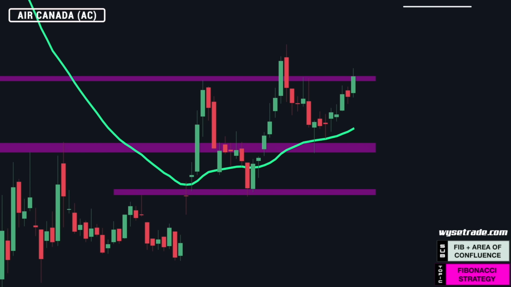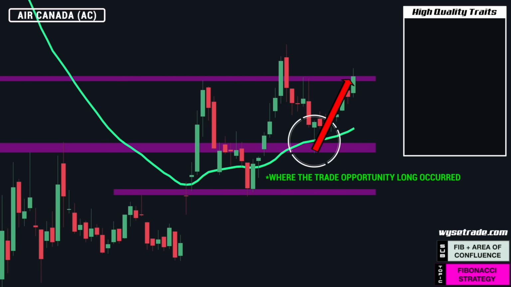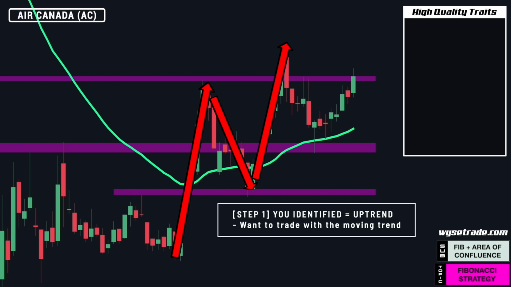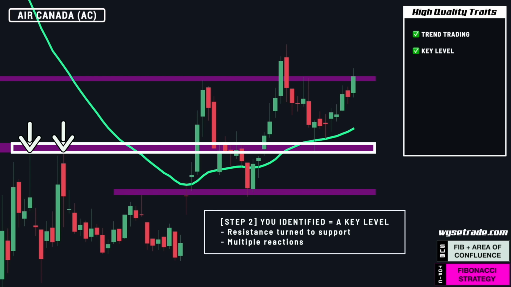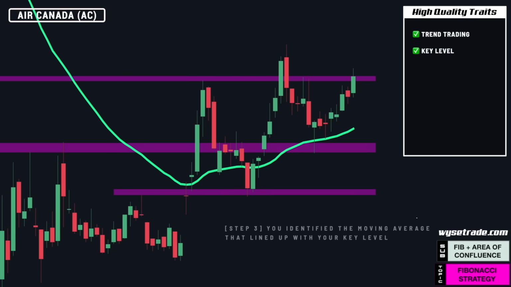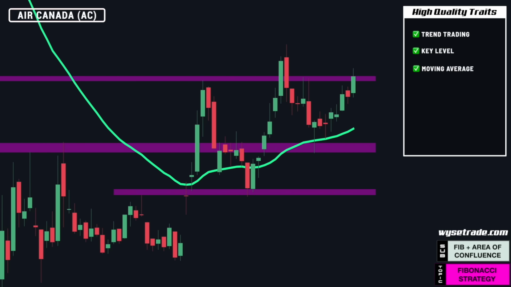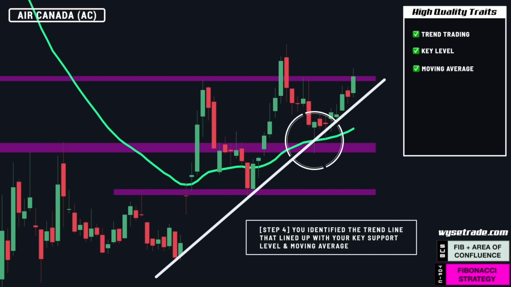This is the Air Canada stock trade our members took. The entry occurred right here, so let's break it down. First, you identified the uptrend, so you want to trade with the trend. Next, you identified the key level here. The moving average then lined up with your key level and is where the trade opportunity presented itself. The trend line also perfectly crosses with your key level and moving average.